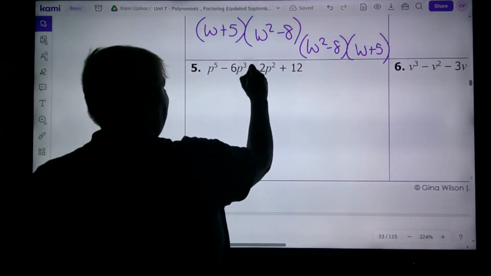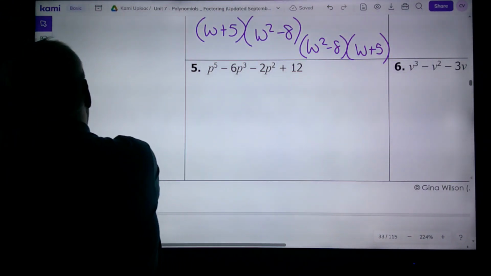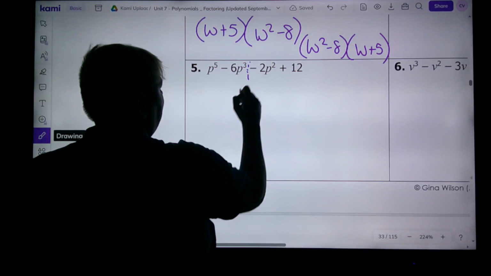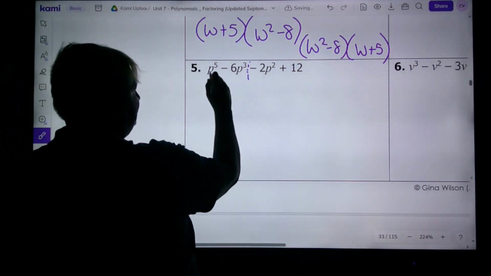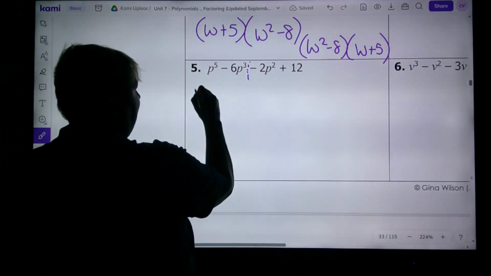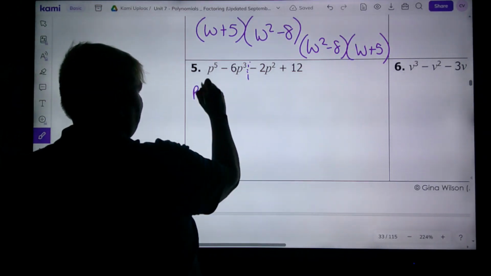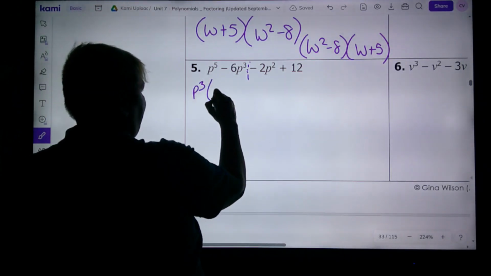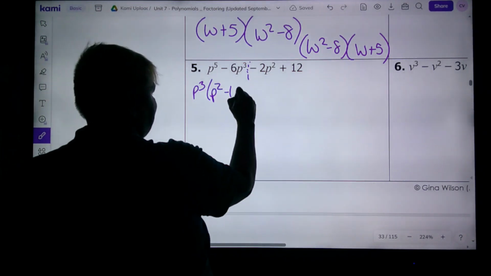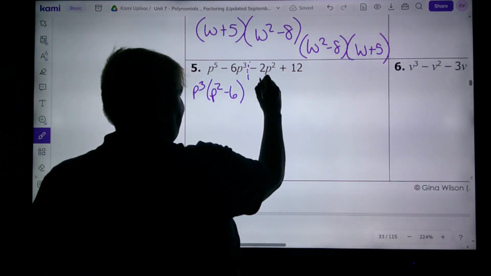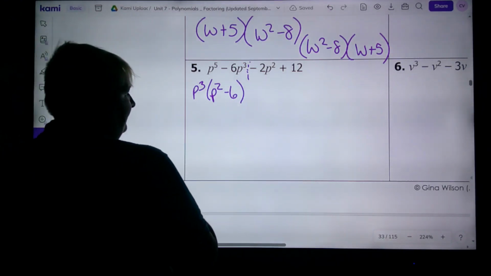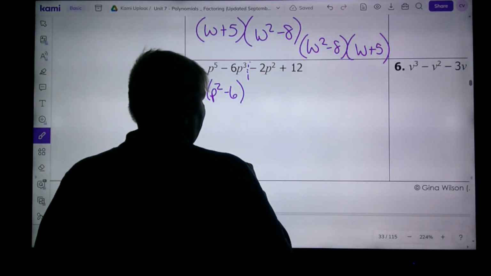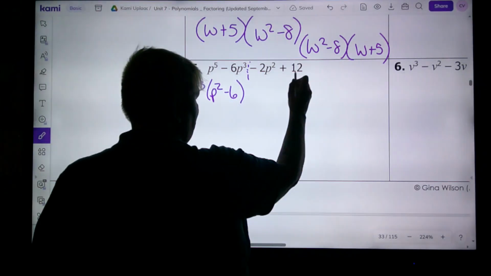All right. The highest is a P, and it's a P cubed, so I'm going to take P cubed out, and it leaves me with P squared minus 6. And then in this one, I can take out a -2.